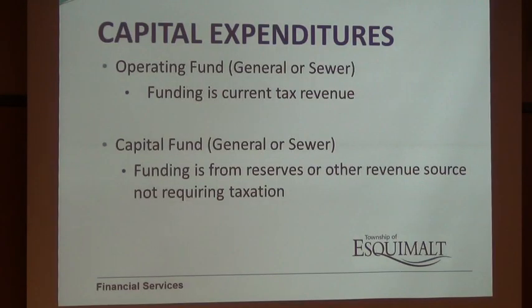So, capital expenditures. Capital expenditures can be recorded in two ways. They can be recorded as part of our operating fund, and that is if we need to collect taxes to pay for them. Our tax rates are calculated based on total expenditures contained in our operating fund. If we don't need to collect taxes to pay for a capital item, because we have money in reserves, or grant money, or some other source of revenue other than taxes, then we record it in the capital fund.